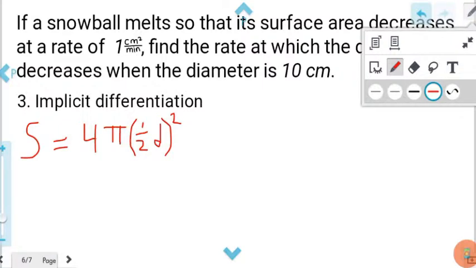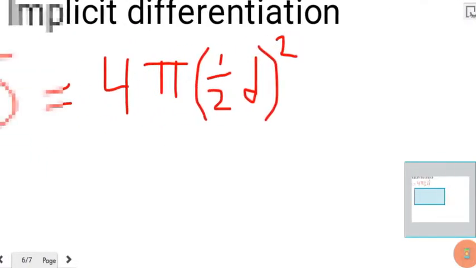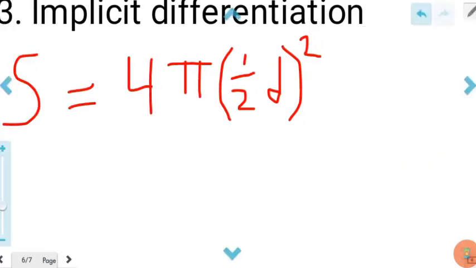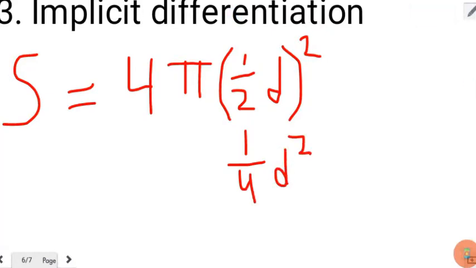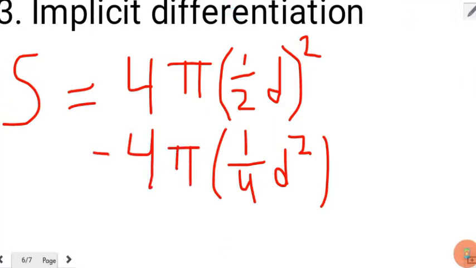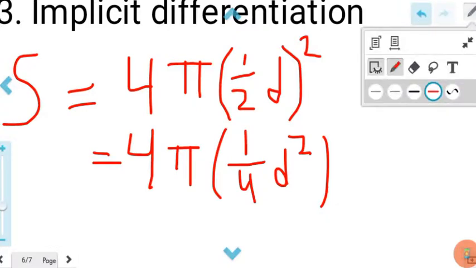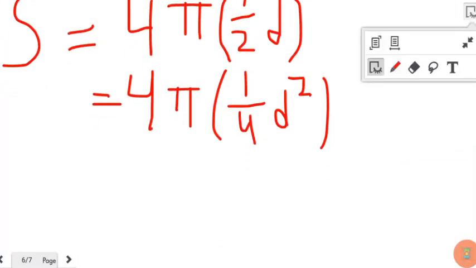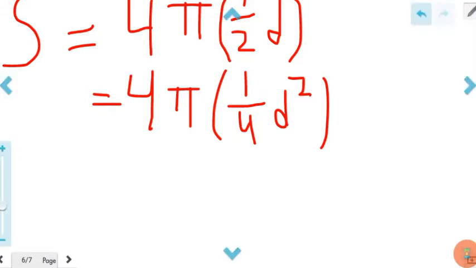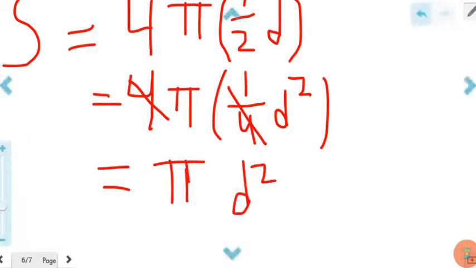So the 1/2 piece squared would be 1/4. And then the d piece squared will be d squared. And then we keep our 4 pi here. To simplify this, we have 4 times 1/4, so those will actually cancel. And all we're going to have then is pi d squared equals our surface area.